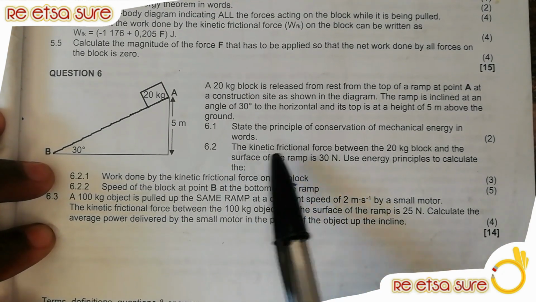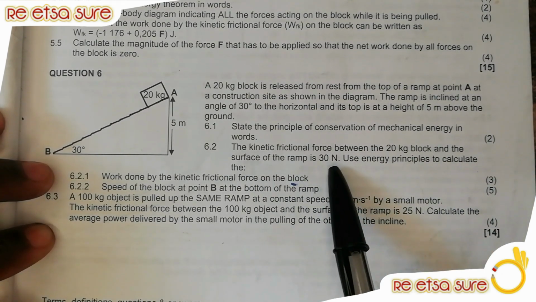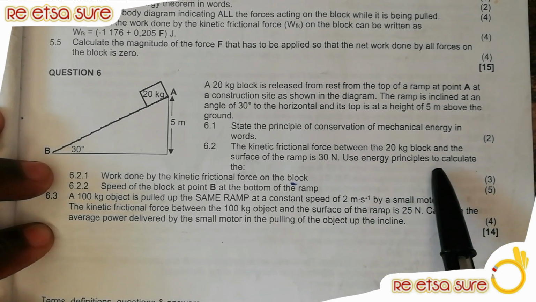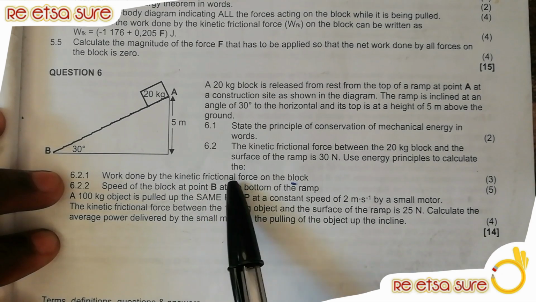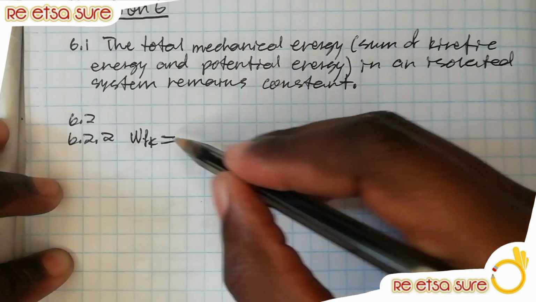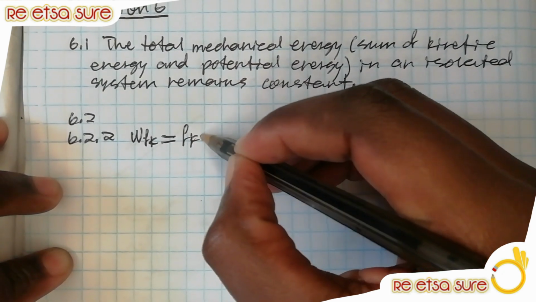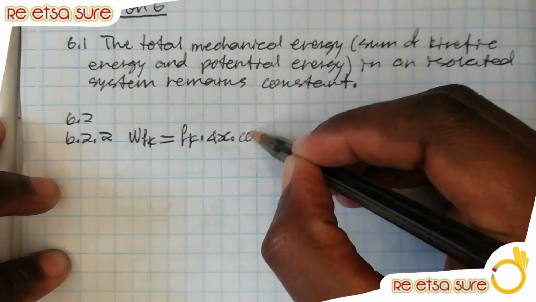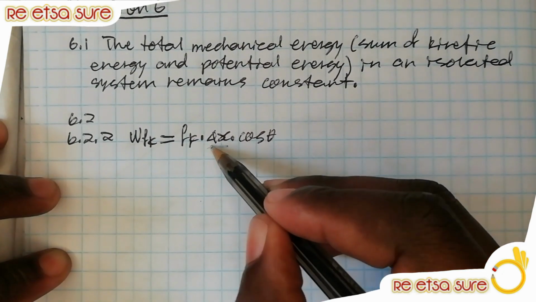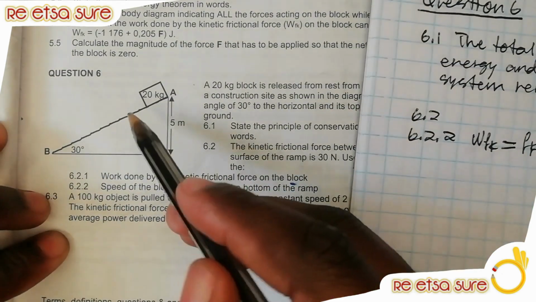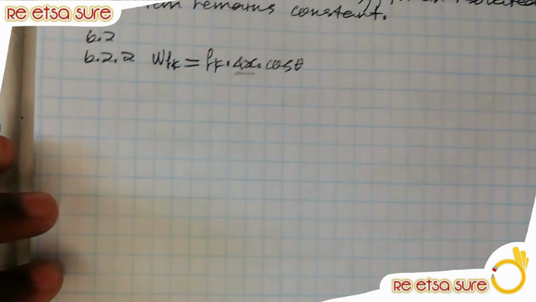6.2. The kinetic frictional force between the 20 kg block and the surface of the ramp is 30 newtons. Use energy principles to calculate 6.2.1, the work done by the kinetic frictional force on the block. Work done by kinetic frictional force is equal to kinetic frictional force times displacement times cosine of the angle between the displacement and the force. But in this scenario, we were not given the displacement of our block, which is this length. So we're going to have to calculate it using trigonometry.